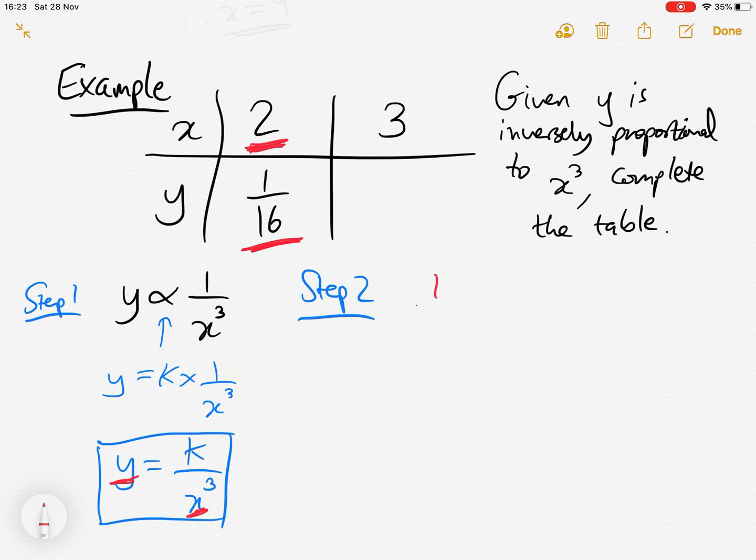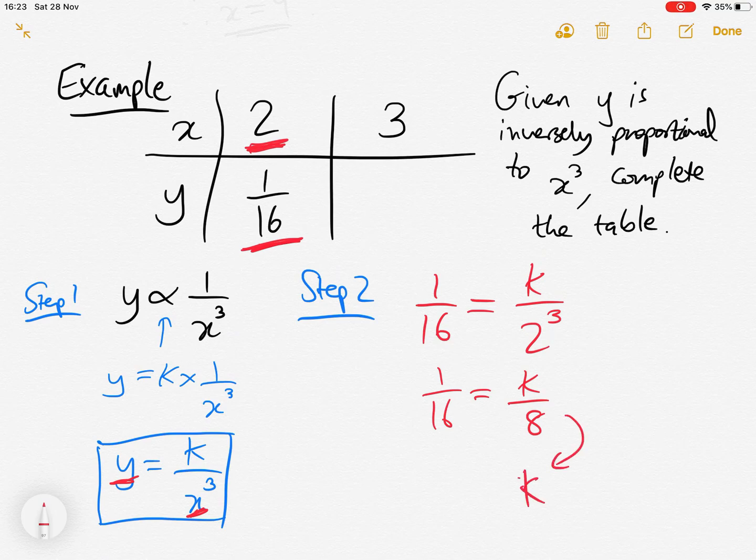And we'll get y, that's 1/16, equals k over x, that's 2 cubed. And then we know that 2 cubed is 8, because it's 2 times 2 times 2. And we need to find k, so what can we do to both sides? Well, to get k on its own, we can times by 8. So we need to do the same thing on the other side, and we'll do 8 times 1/16, which is a half. So k is a half.